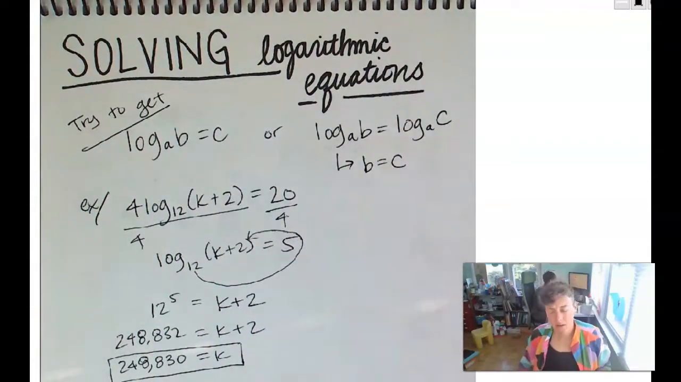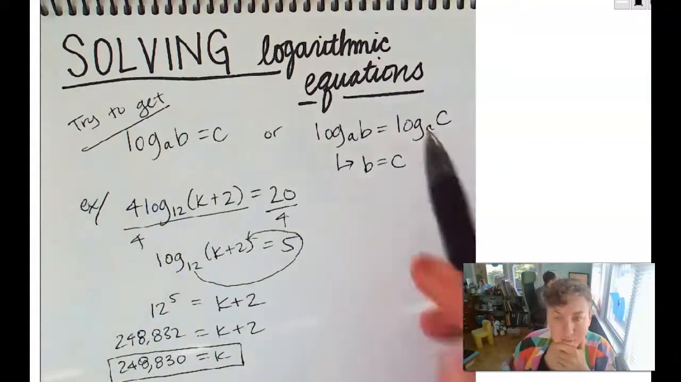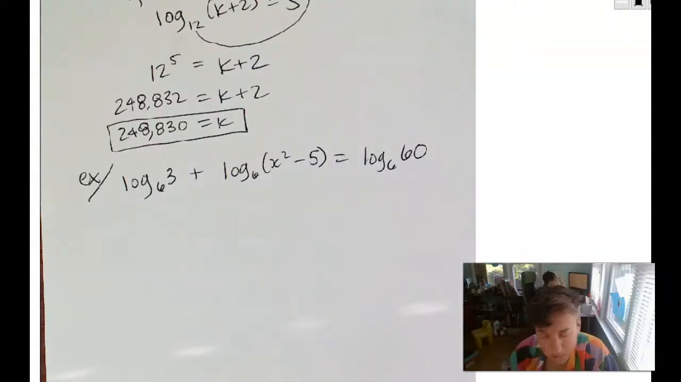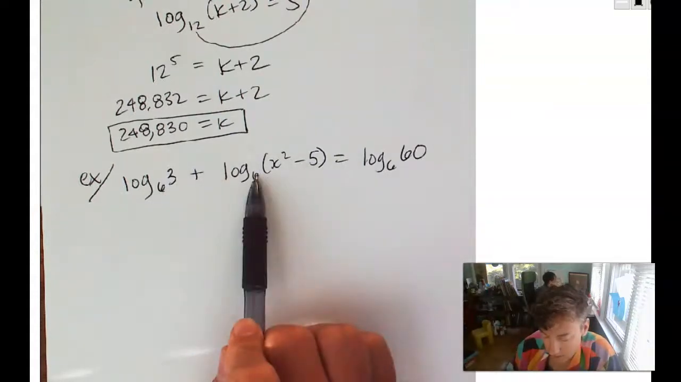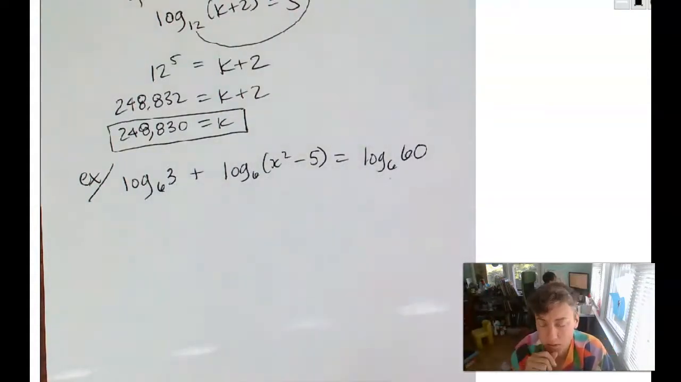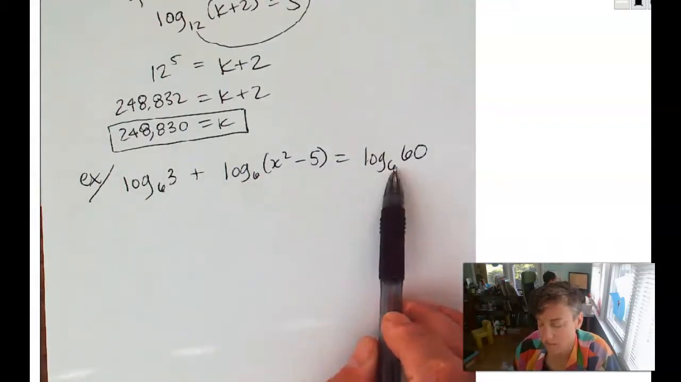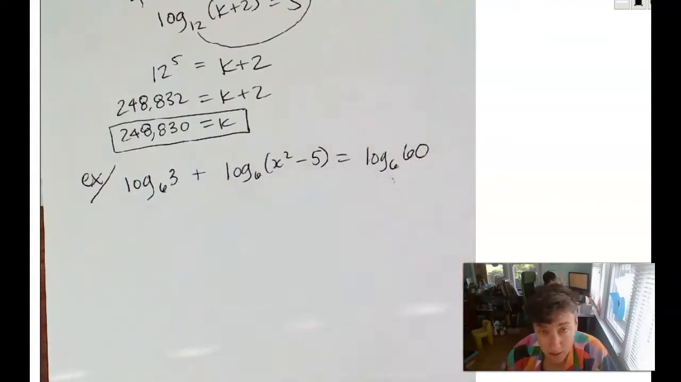Nice. Alright, now let's do an example of the other situation. Alright, this one, we got logs all over the place. All of their bases are the same. That is important. So we're going to try to get log base 6 of blah blah blah equals log base 6 of 60, and then we'll set 60 equal to blah blah blah and solve.